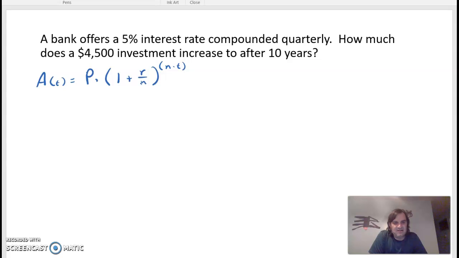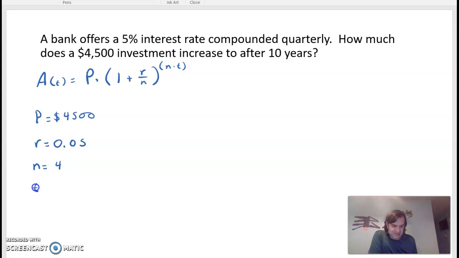So the first question we have here is a bank offers a 5% interest rate compounded quarterly. How much does a $4,500 investment increase to after 10 years? So let's put everything down. What we know is that the starting amount is $4,500. The r here is 5%, but we'll change that to a decimal, 0.05. n is the number of periods per year, which quarterly means 4. And the t here is how many years? So that's 10. So we have everything on the right-hand side to plug in.